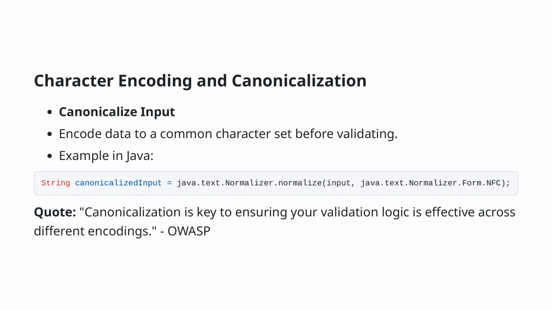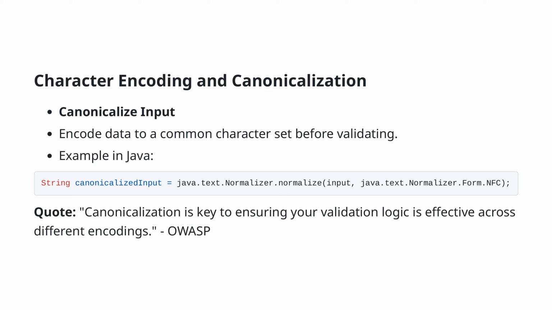When addressing character encoding and canonicalization, it's crucial to canonicalize input by encoding data to a consistent character set before performing any validation. This ensures that the data is represented in a standard form. For instance, in Java, you can canonicalize input using the java.text.Normalizer class. String canonicalizedInput = Normalizer.normalize(input, Normalizer.Form.NFC). According to OWASP, canonicalization is key to ensuring your validation logic is effective across different encodings.